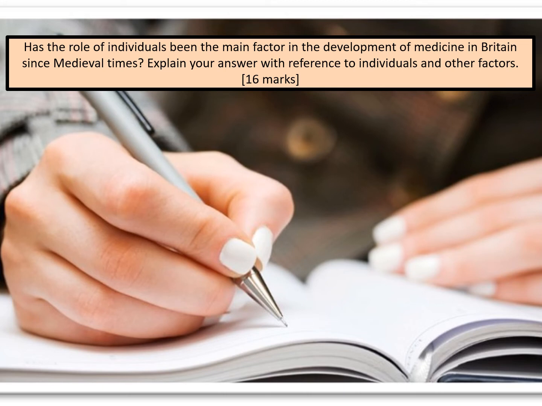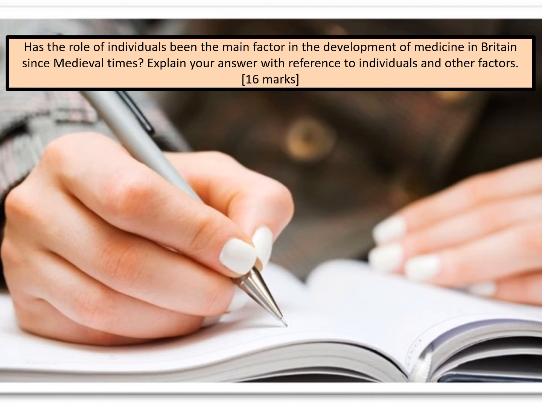So here's an example that we talked through in lesson, and if you were here for lesson, you can skip through this unless you were a little bit unsure, and then it's worth re-watching. But for the people that are away, let's look at this question here, where it's a standard example of a 16-mark question, where it says, has the role of individuals been the main factor in the development of medicine in Britain since medieval times? Explain your answer with reference to individuals and other factors.